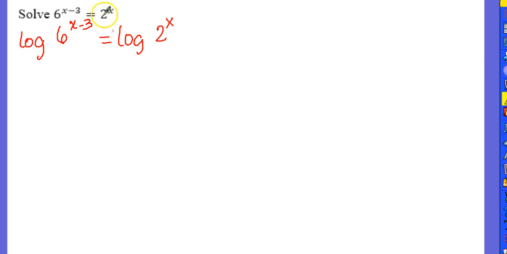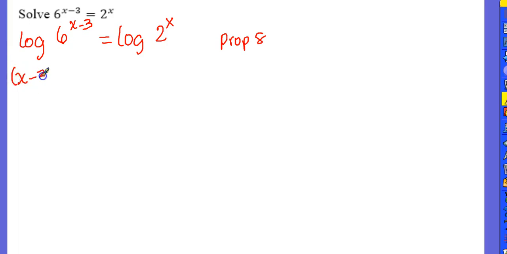Okay, true statement. If two numbers are equal, then the logs of those numbers are equal. That's property 8. Then my job is to get the x's isolated. So I need to bring them down out of their lofty positions.